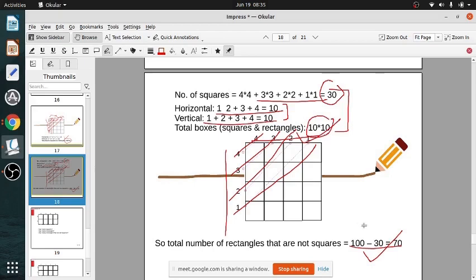How, beta? Squares plus rectangles will be 130. Which one? Don't add. This is squares and rectangles. This is only squares. So for rectangles, you have to subtract, not add. Got it? Okay, sir. This is squares and rectangles, the total number of boxes. It includes squares and rectangles. And this includes only squares.